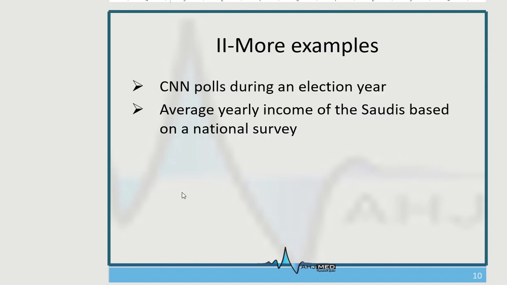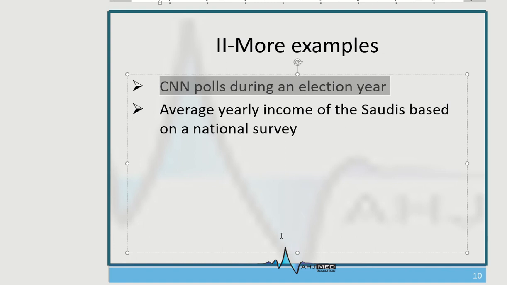So you remember that there are other examples. For example, here I'm showing that during election years, CNN, Fox News, and other news agencies may do what we call polls. A poll is basically a survey. They're going to call people and ask them if they're going to vote and who they're going to vote for.